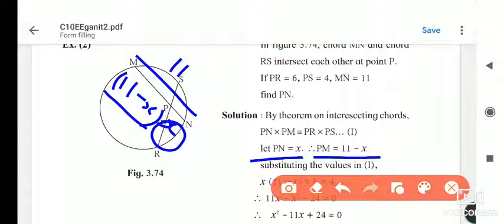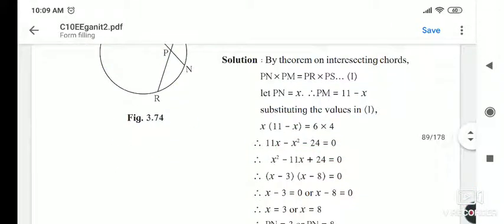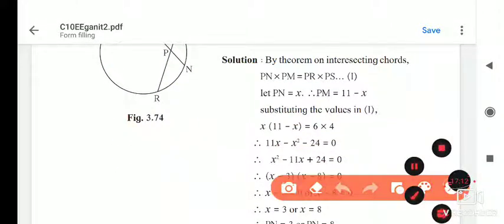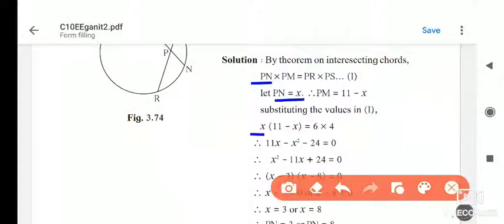Now substitute these values in this equation. Very easy it is. PN is equal to x, so instead of PN, x is written here into MP, and MP is equal to 11 minus x. What is the value of PR? In the question it is given as 6, and PS is equal to 4.